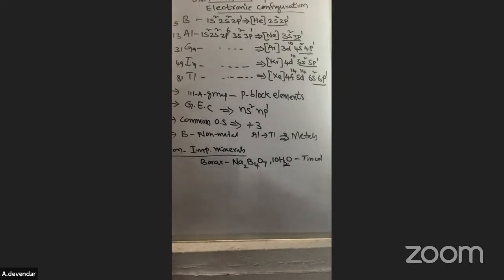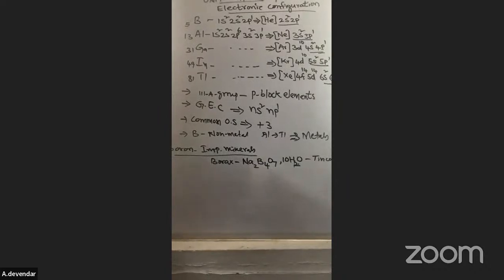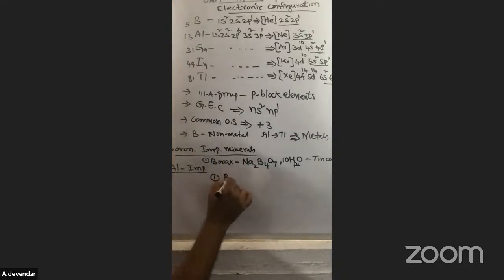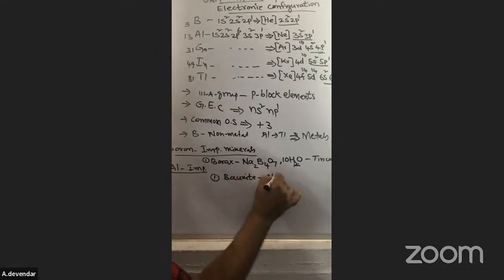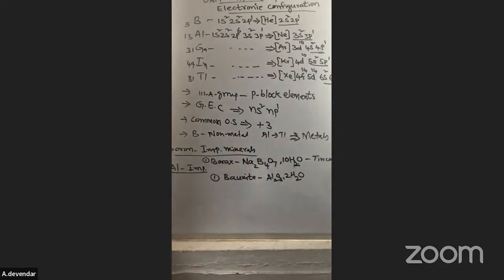Coming to the next one, after boron, next is aluminum. I am writing the important minerals of aluminum here. The aluminum important mineral is bauxite, that is Al2O3.2H2O. Next is cryolite. Next is feldspar. So the second one is cryolite.